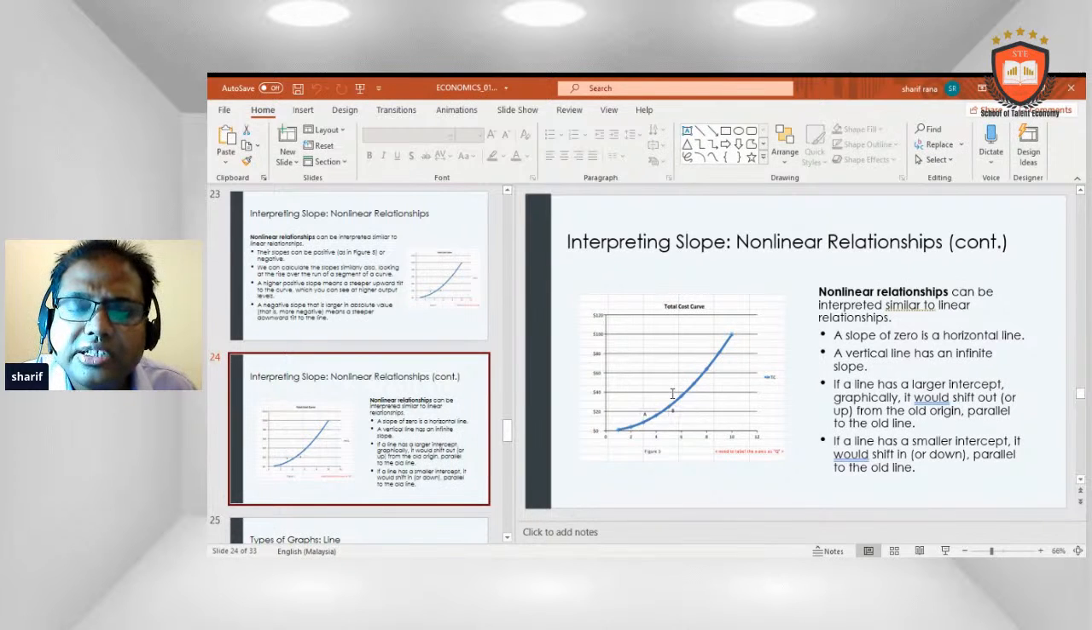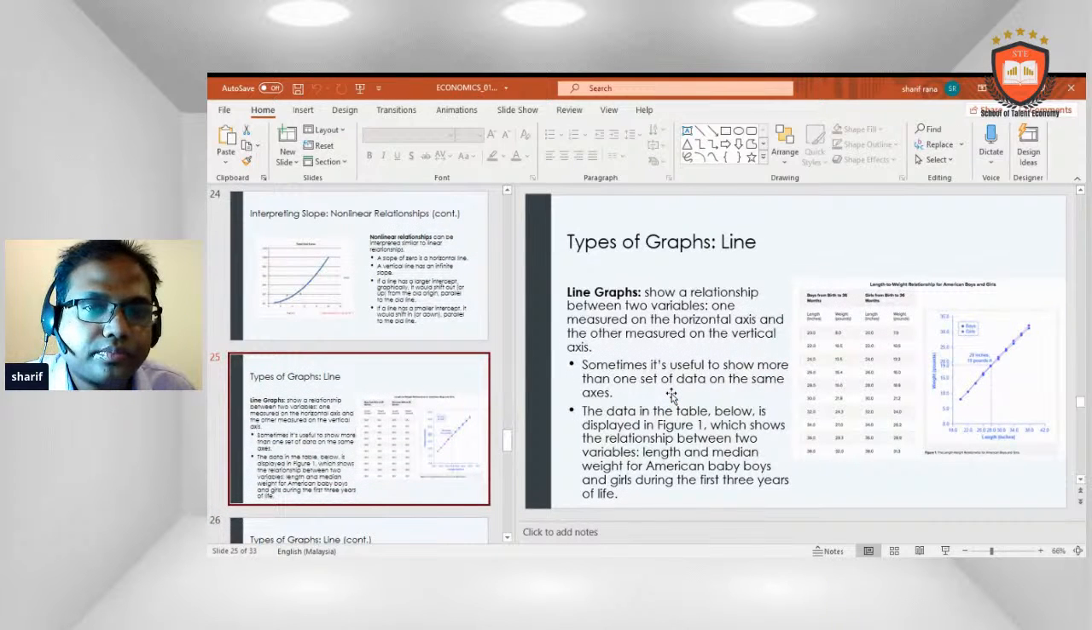If a line has a larger intercept, graphically it would shift out from the old origin, parallel to the old line. If a line has a smaller intercept, it would shift in, parallel to the old line.